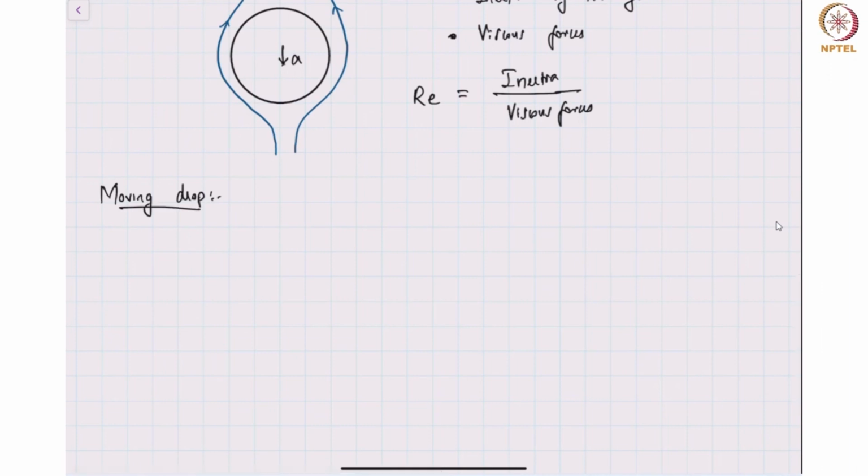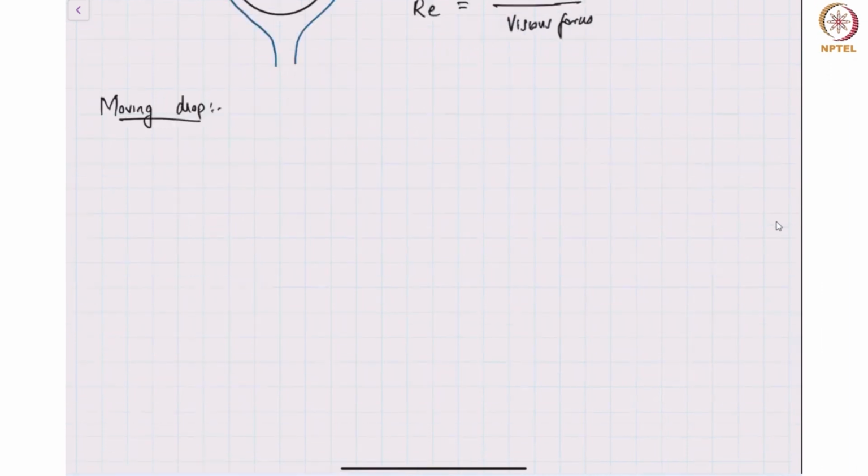Now, unlike the case of a sphere, a moving droplet need not be perfectly spherical. I've shown it here as a sphere, but in general, it can actually be a deforming sphere. The surface of the sphere can change its shape, and let's say there is an effective characteristic length of size A, which characterizes this droplet.